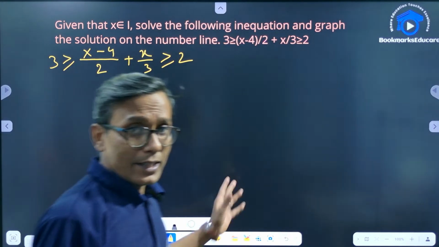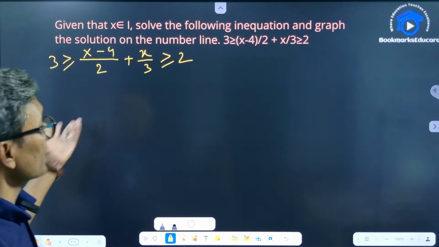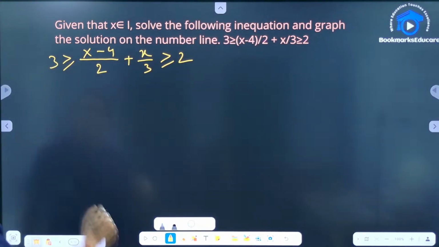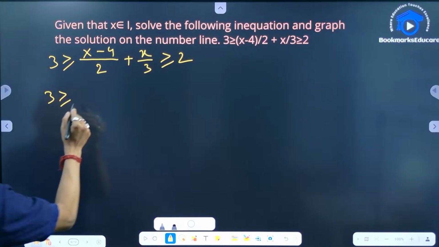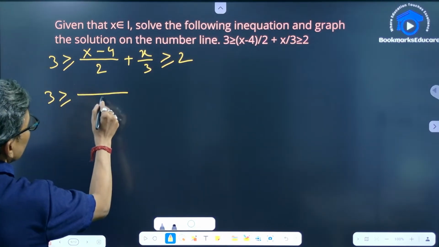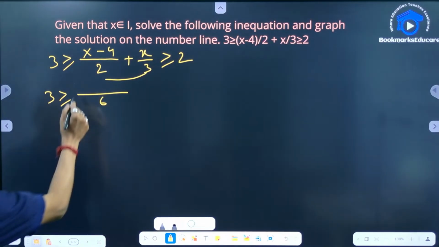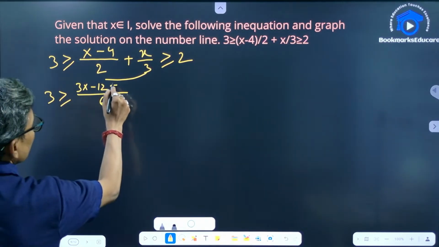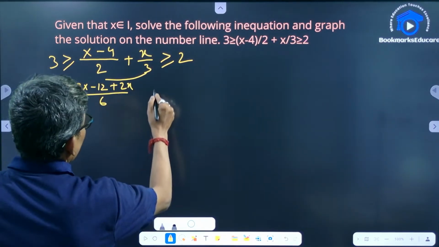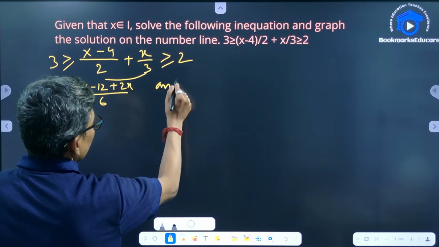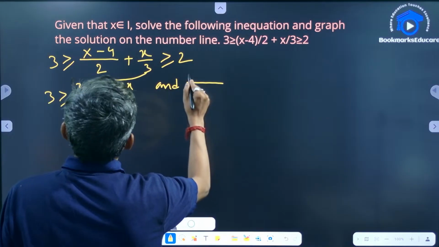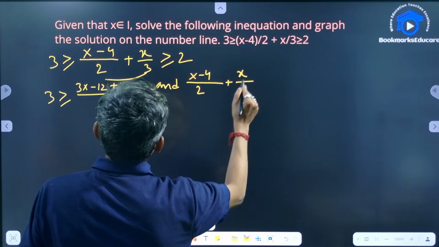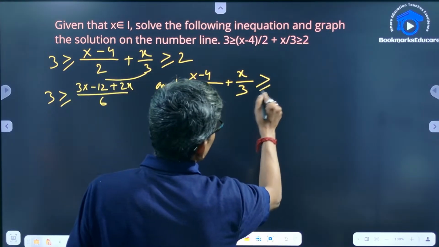I said previously that if the inequation is given in this form, first of all we have to split it into two parts. So 3 greater than equal to, LCM 6, (3x minus 12 plus 2x)/6, and (x minus 4)/2 plus x/3 greater than equal to 2.